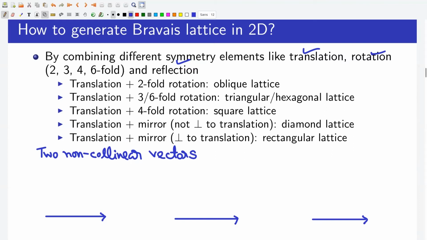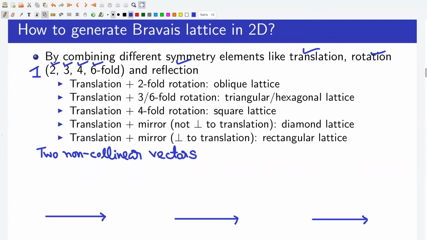Those are twofold, which is 180-degree rotation, threefold, 120-degree rotation, fourfold, 90-degree rotation, and sixfold, that is 60-degree rotation. I didn't list the other possibility, onefold, that is a 360-degree rotation, which does not give you anything new. We shall generate all possible 2D Bravais lattices by combining translation with rotation and reflection.